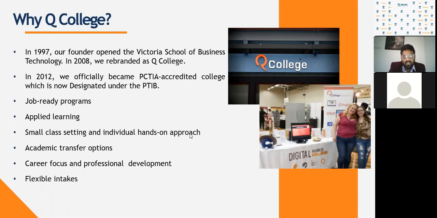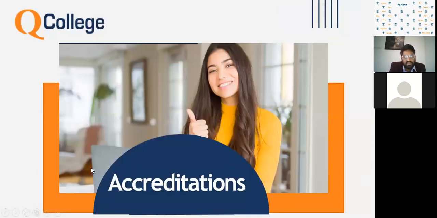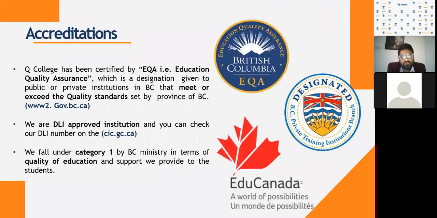Now, going to the other slide, which is about the accreditations that we have. Most of the students nowadays have a question in their mind: what accreditations does this college have? Is it a DLI approved institution? So yes, we are a DLI approved institution, and to check our DLI number, you can visit cic.gc.ca, the official Canadian government website, where you can find our institute and also check our DLI number.